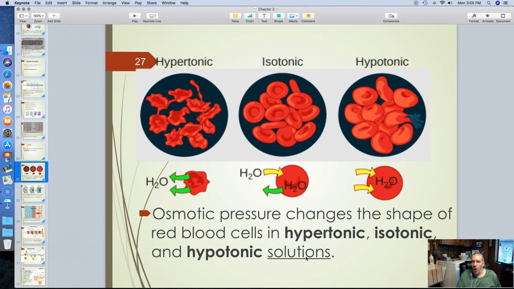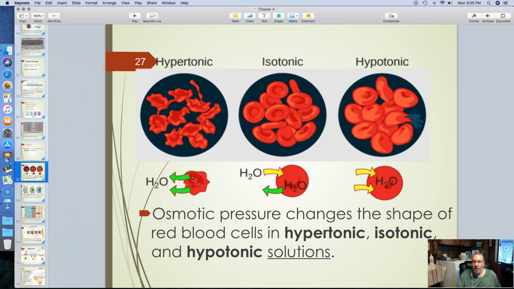But then you could say they are also hypertonic cells. It's basically the exact same thing. You just have to specify whether it's the solution or whether it's the cell. So this can be both a hypotonic solution and a hypertonic cell. This can be both a hypertonic solution and a hypotonic cell.